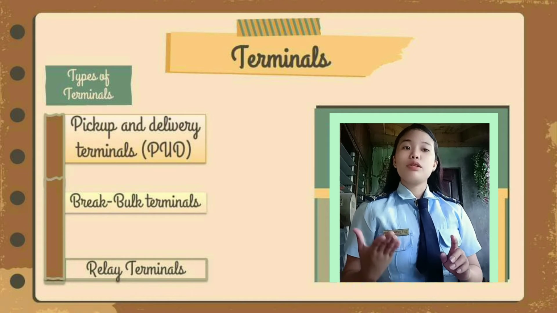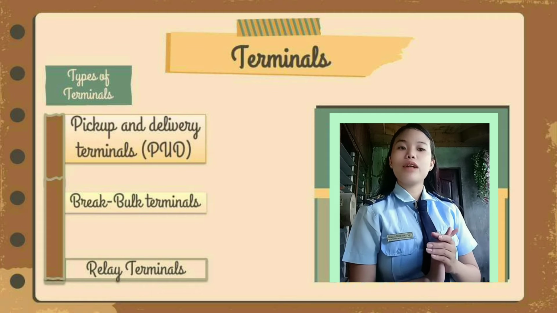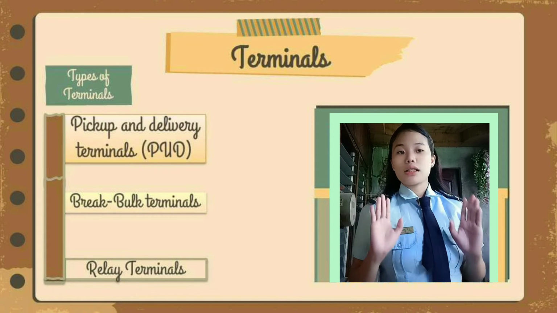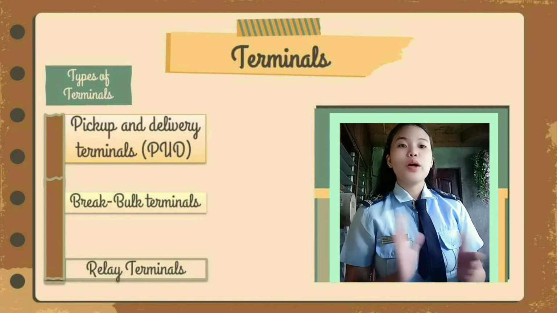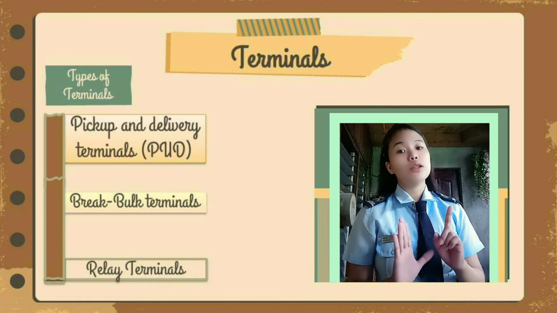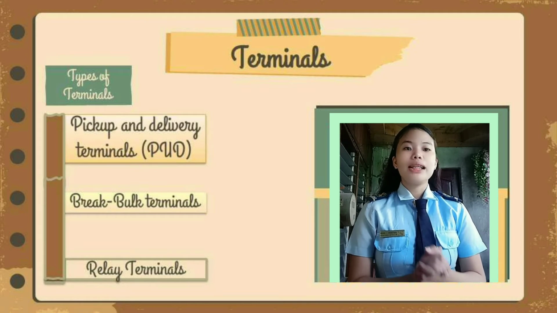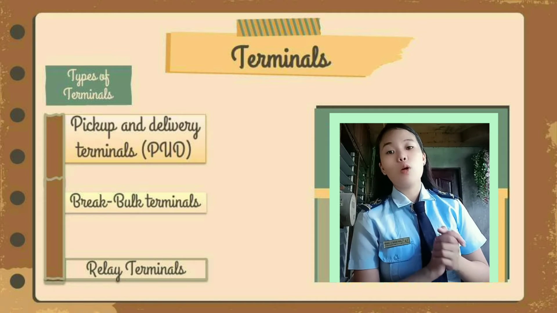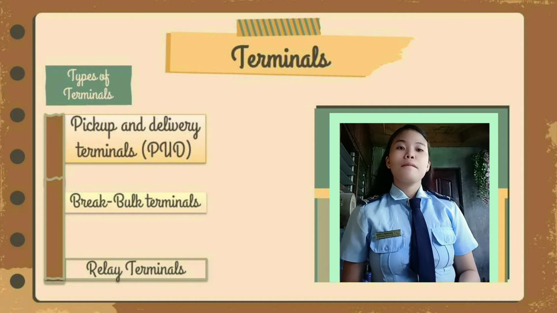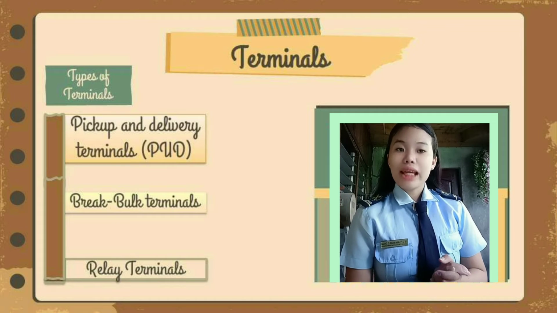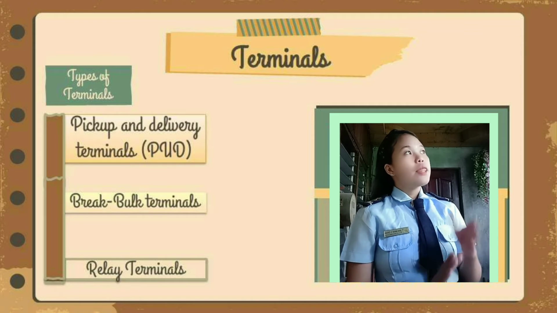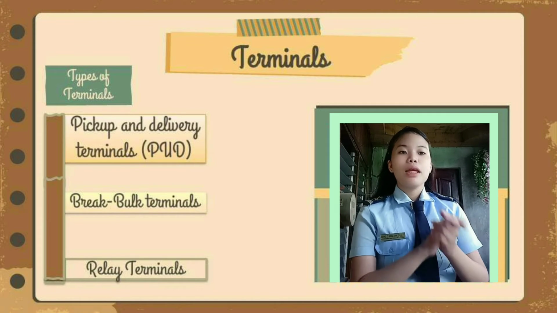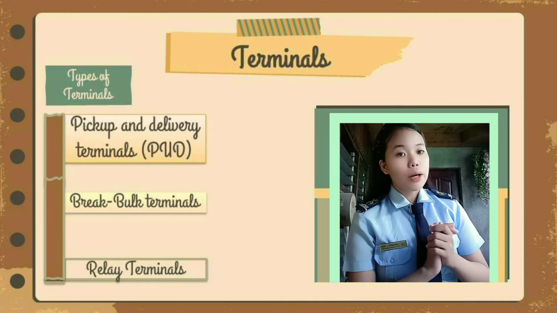Some provide restaurants and hotels to give their drivers alternatives to truck stops. These terminals are for drivers and equipment, but not freight. But heavy less than truckload carriers use terminals for loading or consolidation. So we have three types of terminals: the pickup and delivery, the breakbulk, and the relay terminal.